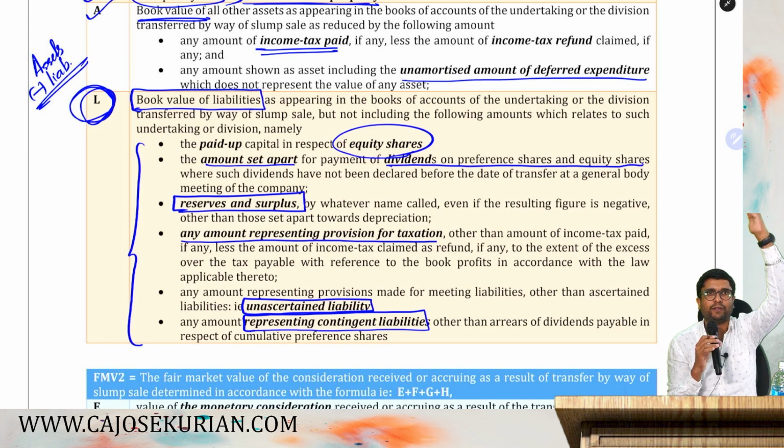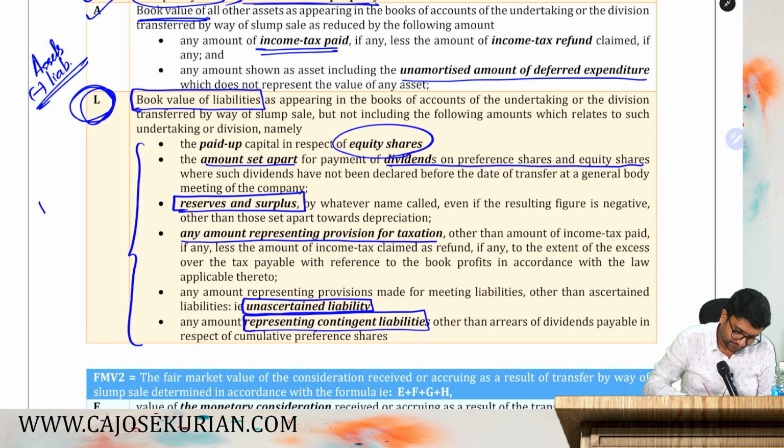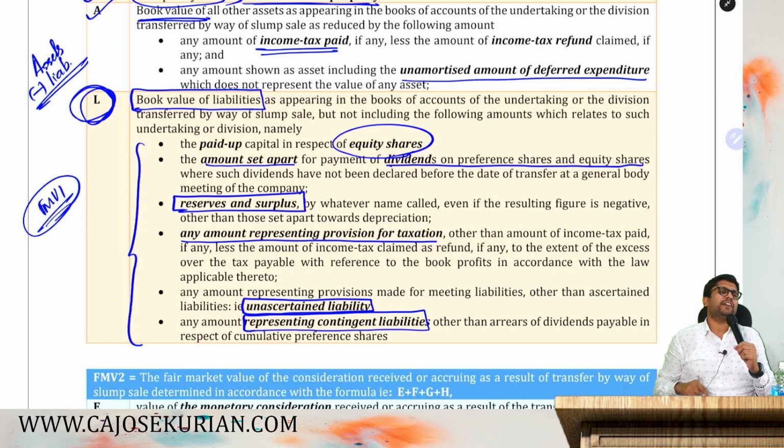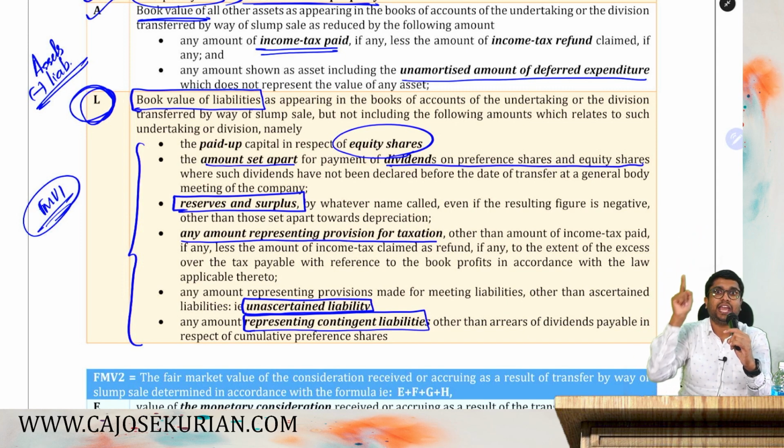Then you deduct it from the value of total assets. You will get FMV1. Done. Are you all with me? Now you tell me what is FMV1? The value of assets that I have transferred as per this rule is said to be FMV1.